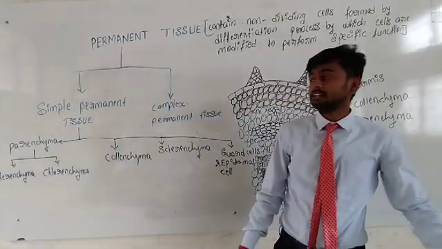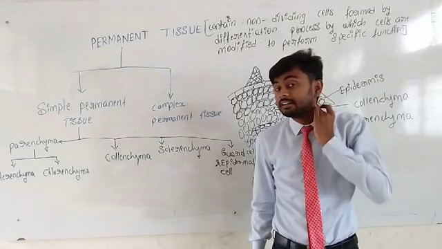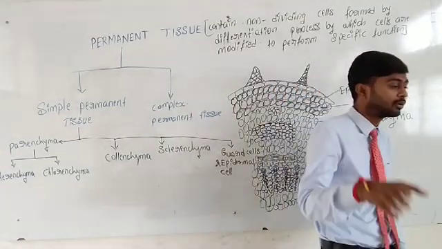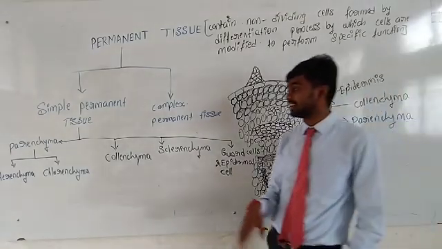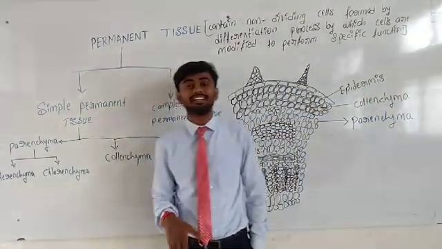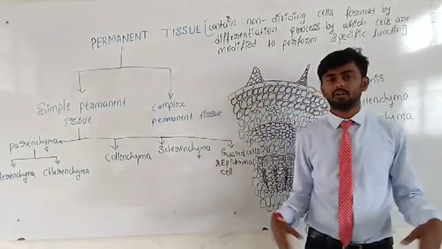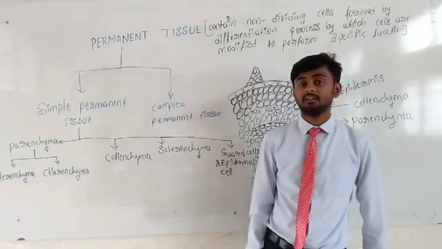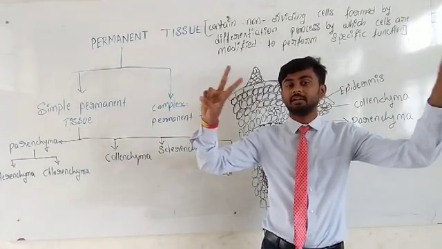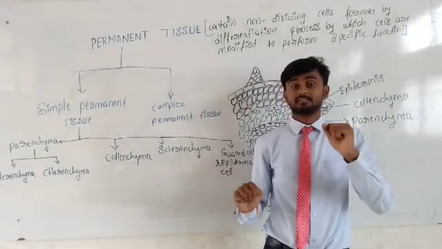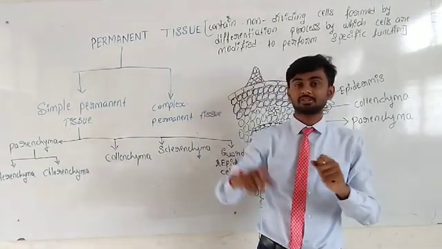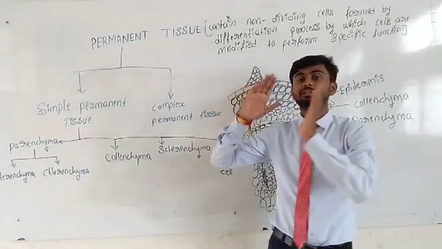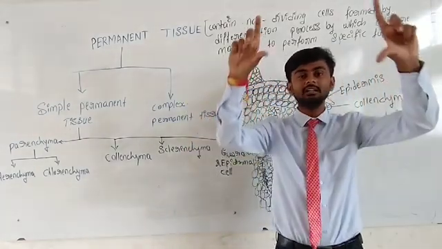Good morning, students. In the last class, we discussed the cells and the types of tissues. We know already the types of tissues. Tissues can be divided into mainly two types: animal tissues and plant tissues. Leave the animal tissues. Now see only plant tissues.